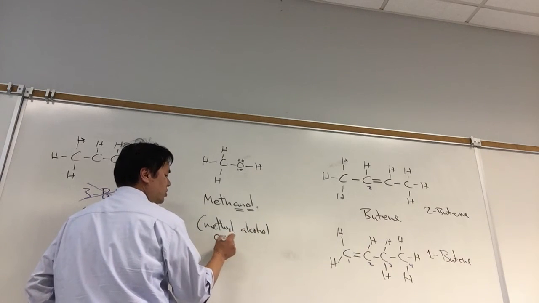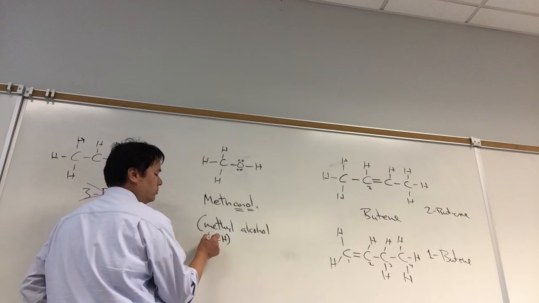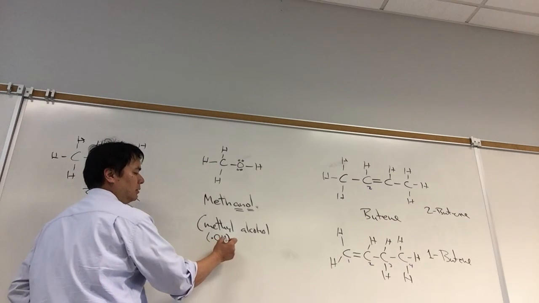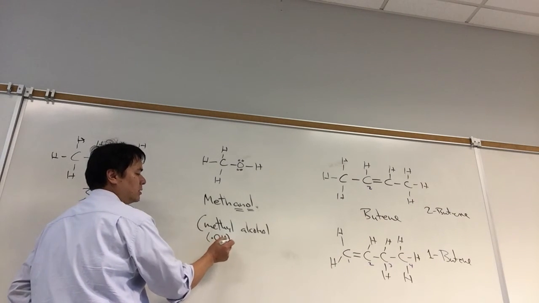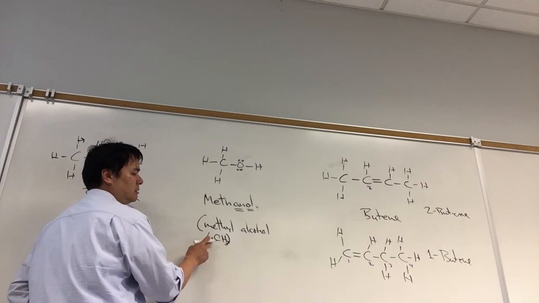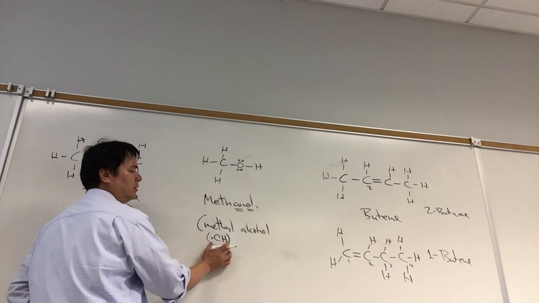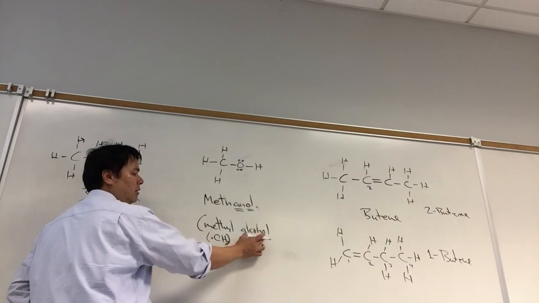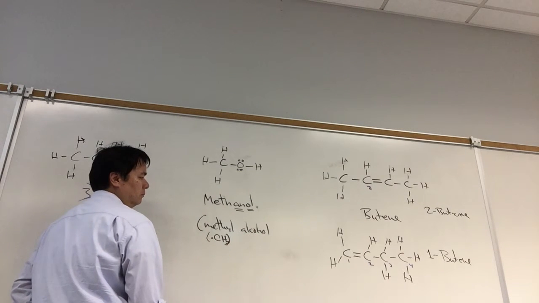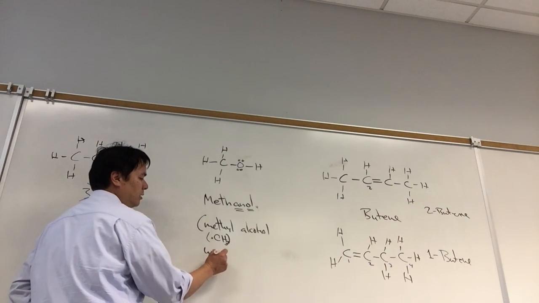Methyl comes from CH3. CH3 we call a methyl group. There's something missing here, because carbon needs 4 things. So there's something missing, dangling. And so this is methyl attached to an alcohol, methyl alcohol. Or it's called wood alcohol.